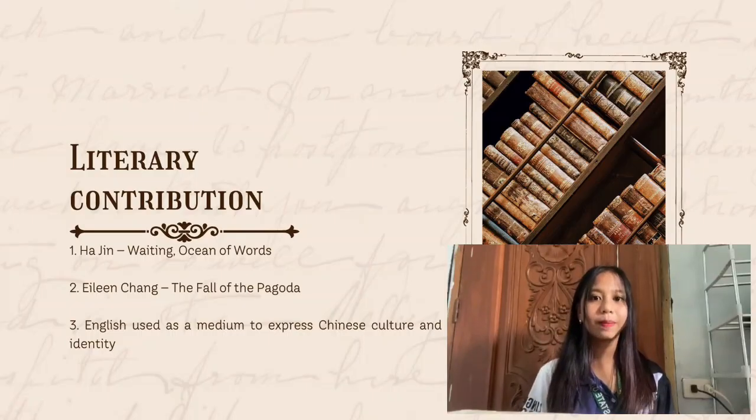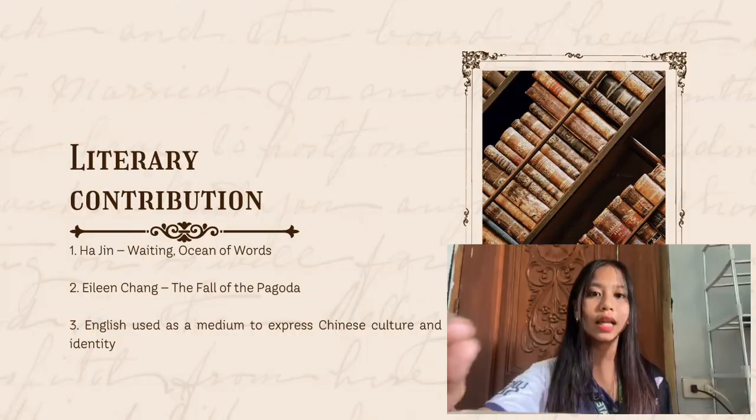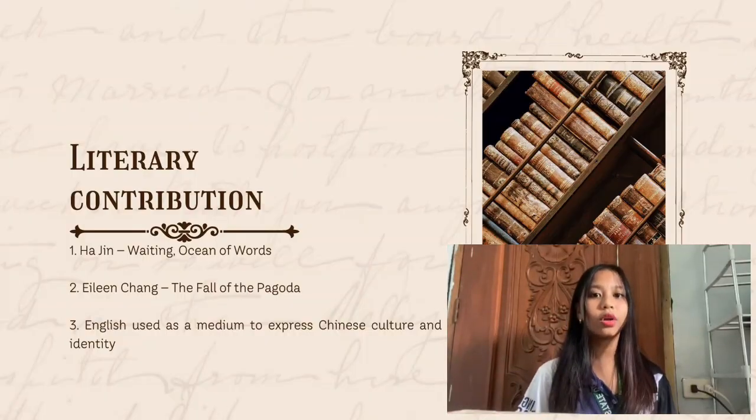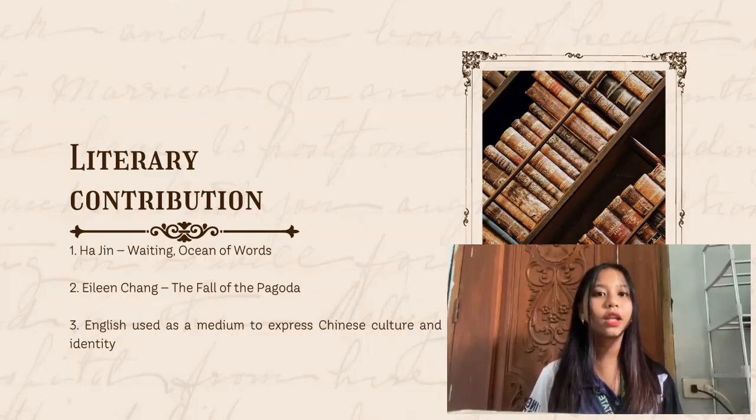So, there are many aspects of English in Chinese literature. These include cultural expression. English is used to convey Chinese cultural nuances, traditions, and values. So, for global outreach, English enables Chinese authors to reach a global audience, fostering international understanding and recognition. For linguistic innovation, Chinese authors writing in English often experiment with language, blending Chinese and English elements to create a unique literary style.